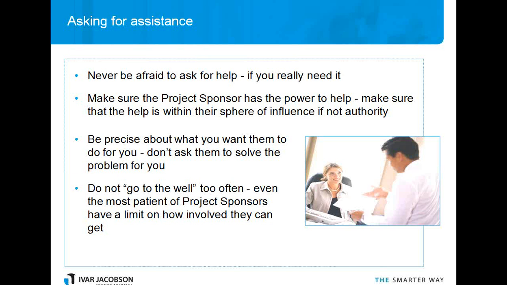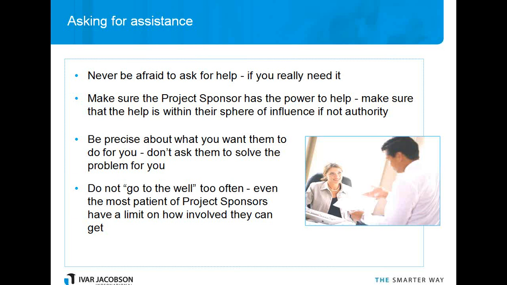But you want to be precise about what you want them to do. You don't want to ask them to solve the problem for you or figure out how to solve the problem for you. So you have to think carefully about what you want them to do, when you need them to do it, and be very precise. They usually appreciate that. And if you lay it out carefully, then oftentimes there's no controversy. They'll say, happy to help.